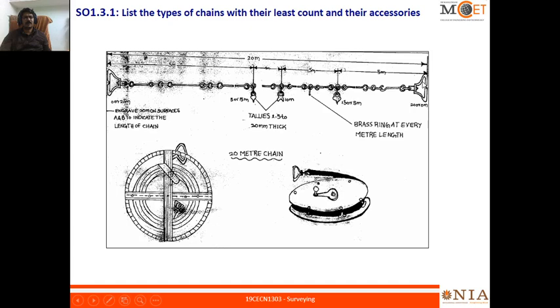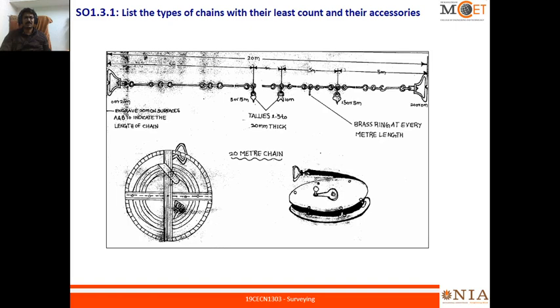So for the 30 meter chain, the number of tallies will be extra, right? So here it is 20 meters and 10 meter less. Based on that, the tallies will be higher. So this is the brass handle. These are made of steel, and this point to this point is a link, and for every 1 meter there will be a ring. If it is 1 meter, how many links will be there?